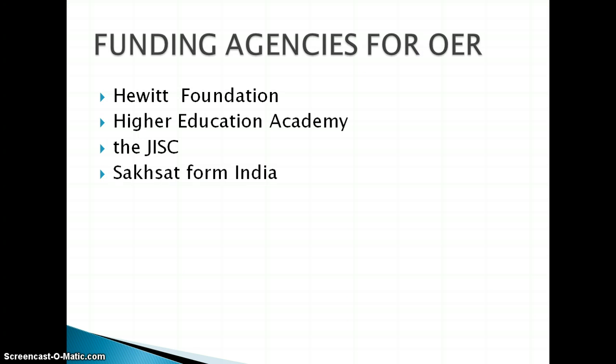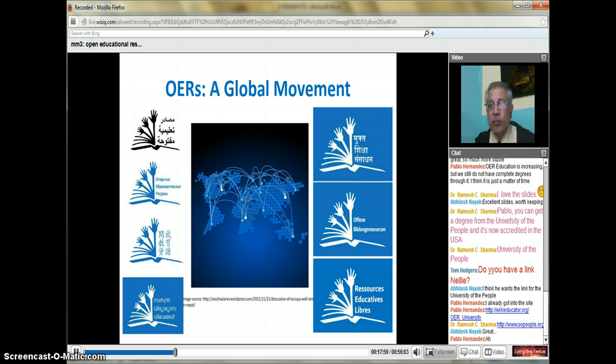He also talked about some of the funding agencies which have been funding OER over the years. They included the Hewlett Foundation, Higher Education Academy, the JISC, and Saksham from India. These are some of the agencies that he talked about. Now he talked about the most important one, that is OERs, a global movement.